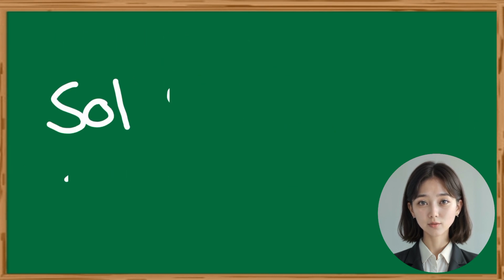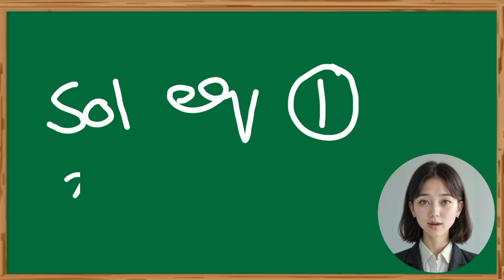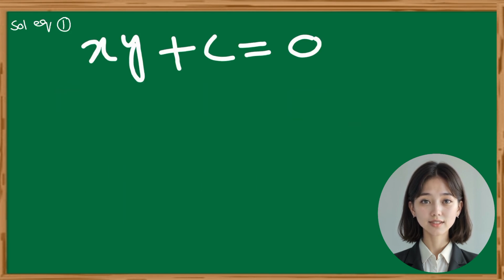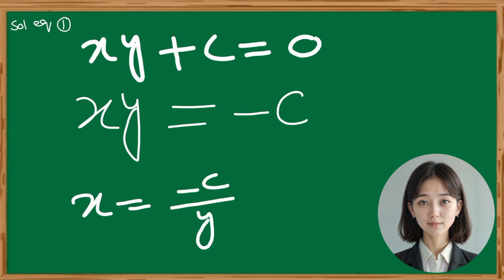Step 4. Solve equation 1 for x. Now that we have two equations, we'll start by solving equation 1 for x. First, move c to the right side so it becomes minus c. Our equation now reads x·y = -c. Second, to isolate x, divide both sides by y, which gives us x = -c/y. Let's call this equation 3.